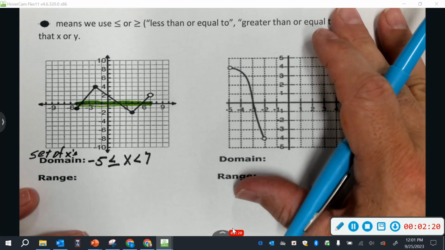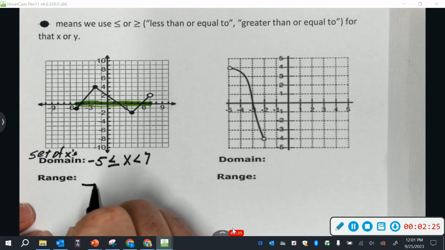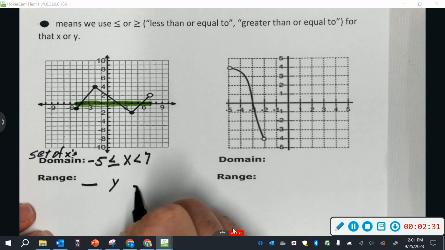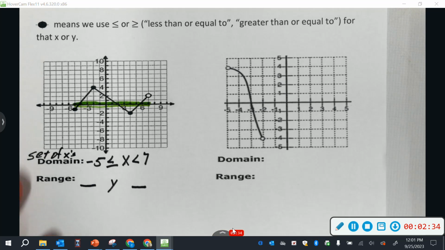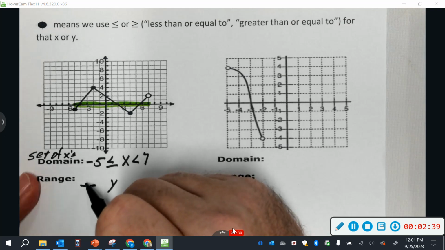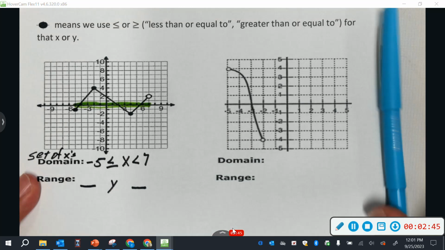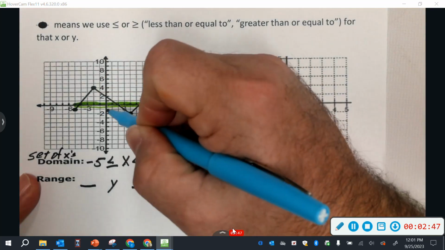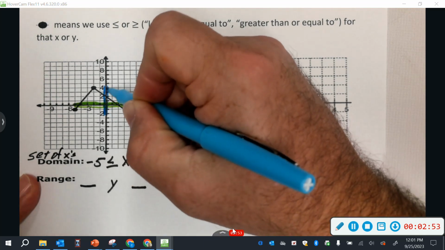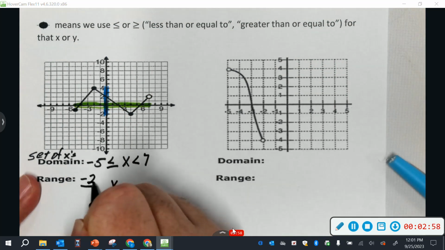Our range again is going to be our set of y values. So I'm going to go ahead and make some blanks. I'm going to put y right here, and then another blank right here. Now our lowest y value for this function, we want to put right here. The lowest y value is going to be negative 2. Notice that our range goes from negative 2 all the way up to 4. Negative 2 to 4, that's going to be our range. So I'm going to put my lowest y value here, which is negative 2.